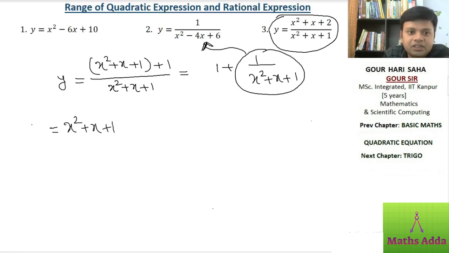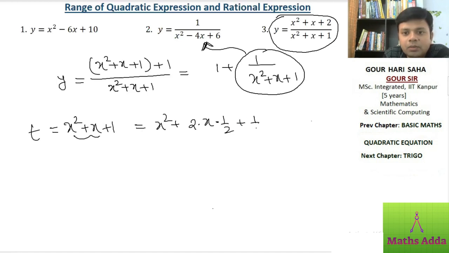I name this one as t. Can we convert this to a perfect square? This will be x square plus 2 into x, but it is x, so it should be 1 by 2 here. So 2ab, b is 1 by 2. So it is (1 by 2) whole square minus (1 by 2) whole square plus 1.